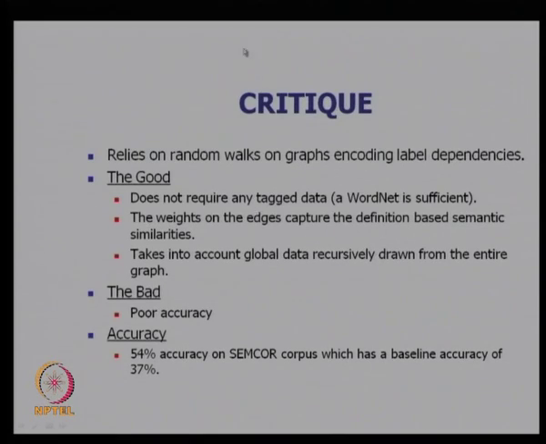So, the critique of the PageRank based algorithm is that it relies on random walks on graphs encoding label dependencies. The good part is that it does not require any tagged data, a WordNet is sufficient. The weights on the edges capture the definition based semantic similarities, takes into account global data recursively drawn from the entire graph. And the bad is that in spite of its attractive properties and the attractive nature of the algorithm, it has poor accuracy. So, this is something which is worth investigating.